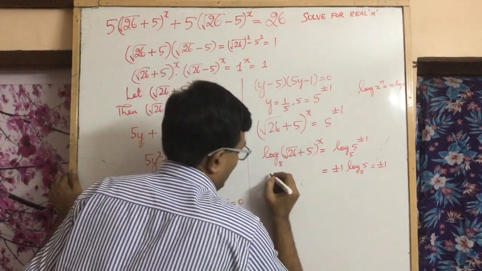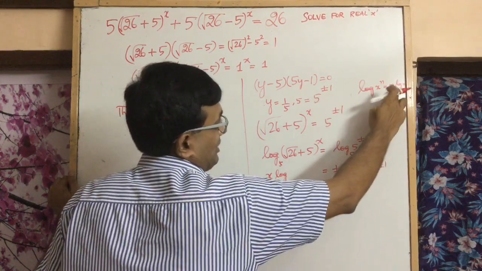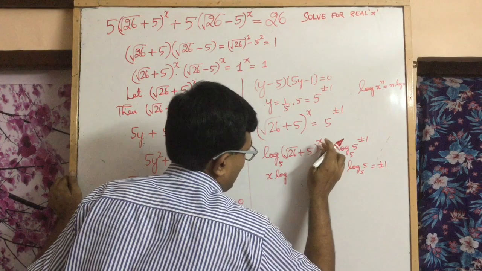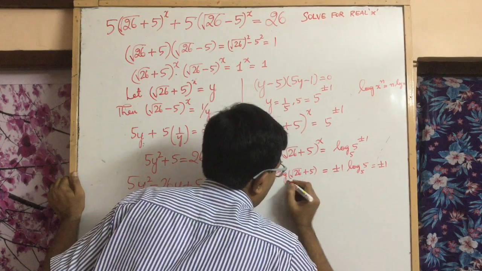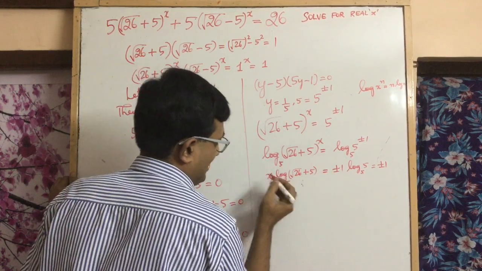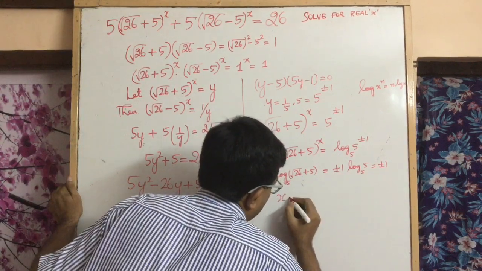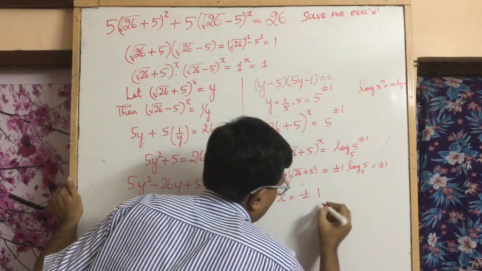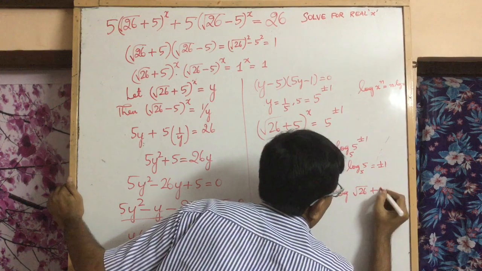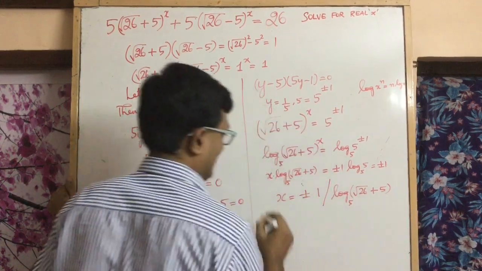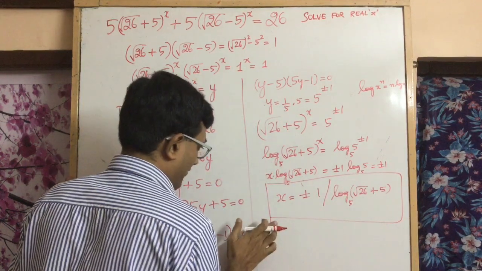Now this side can be rewritten as x times logarithm, using the same rule that logarithm of x power n is equal to n times the logarithm of x. We could rewrite this as x times logarithm of (square root of 26 plus 5) to the base 5. X times this is going to be equal to plus or minus 1, right? Or in other words, x would equal plus or minus 1 divided by logarithm of (root 26 plus 5) to the base 5. So this is the solution that we are looking for.